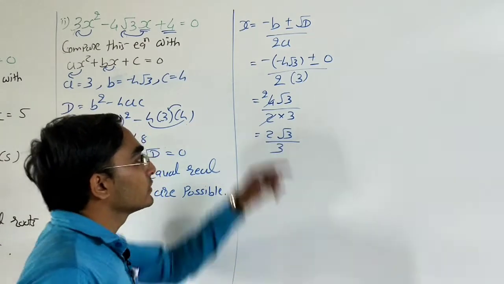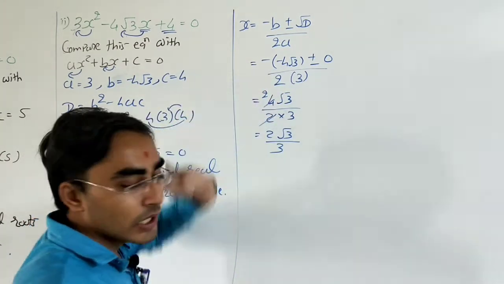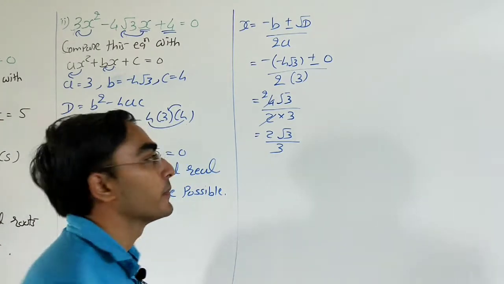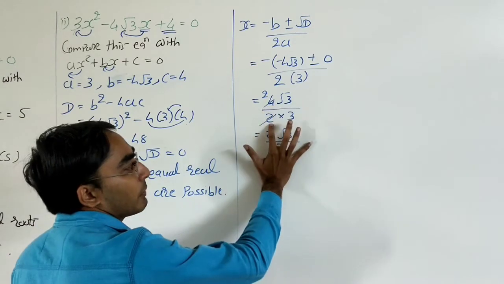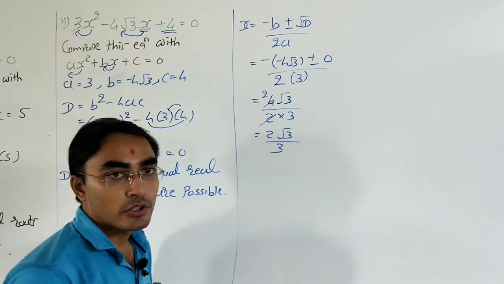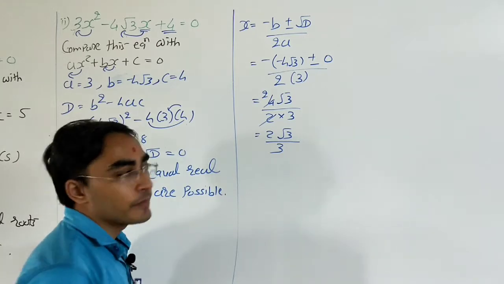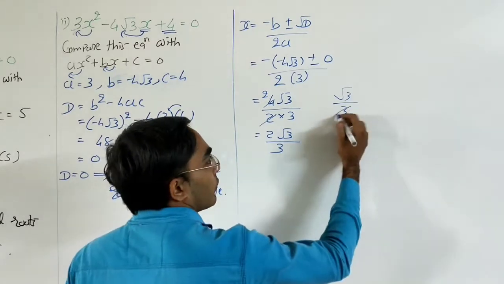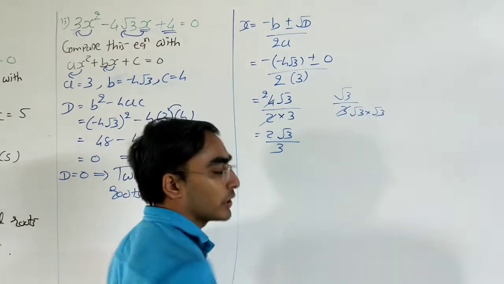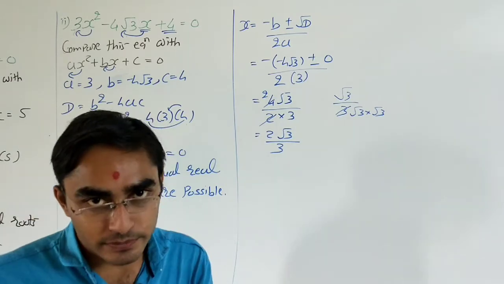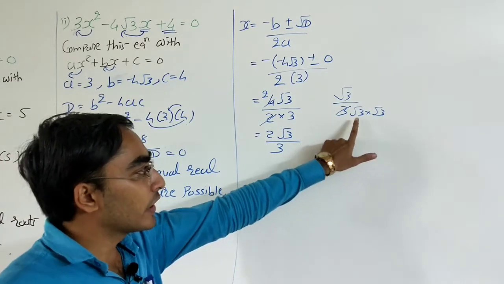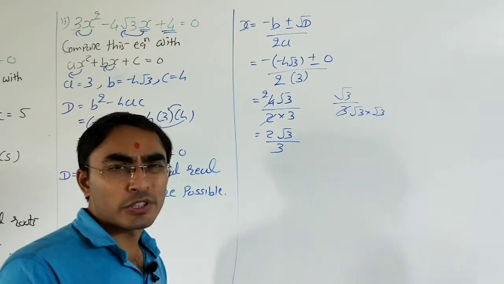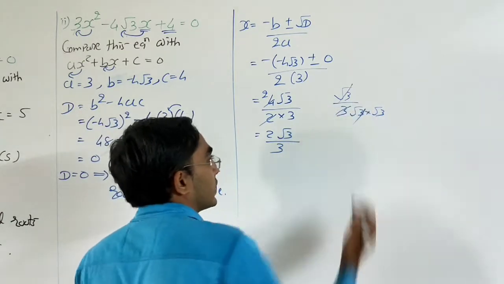So our final answer, here we have 2 under root 3 divided by 3. Okay, this is our final answer. Here 4 under root 3 divided by 2 multiply 3. So we can cut these 2 and 2s. Here we can also cut. That means if we have under root 3 and here 3, we can write under root 3 into under root 3 in place of 3, because under root 3 multiply under root 3 is only 3. Then we can cut this.